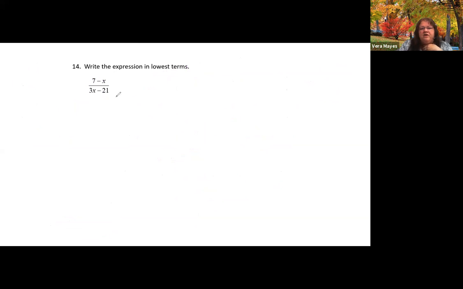All right, so solve it, write it in lowest terms. Well, I don't see anything I can factor on top, so I'm going to leave it alone for a second. The bottom, I think they have a common term of 3. Oh, this is tricky. Look at that. There's another one of those 7 minus x, x minus 7. So when they reduce, what do they leave behind?